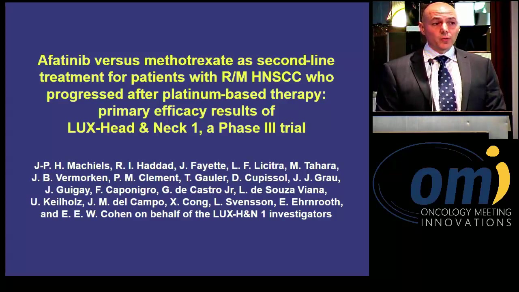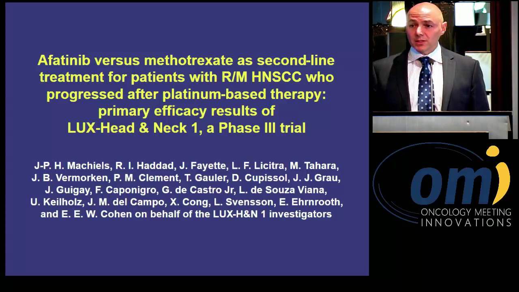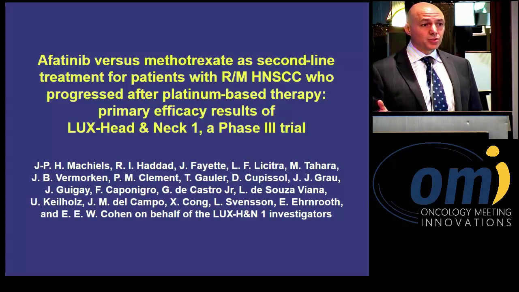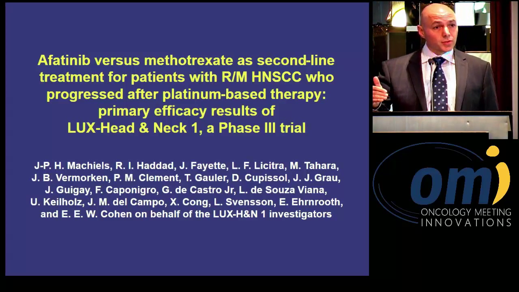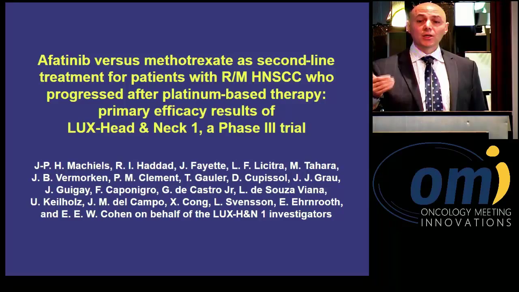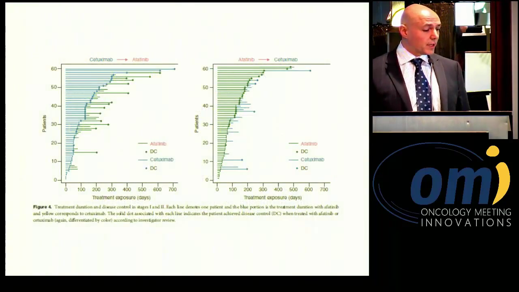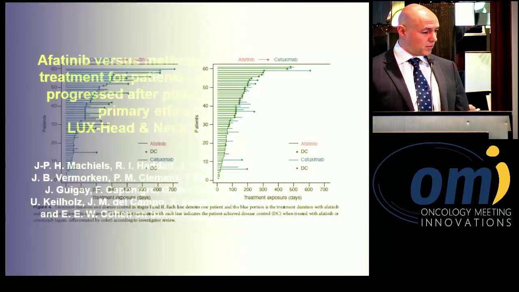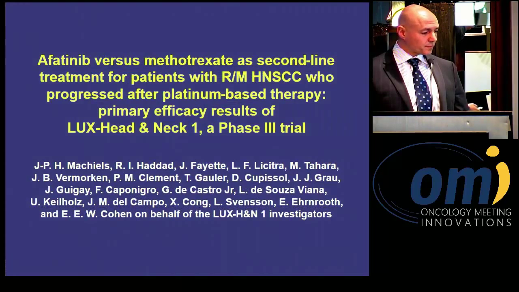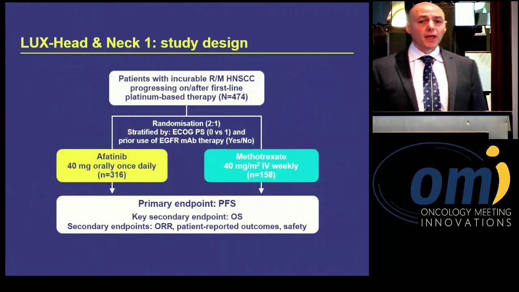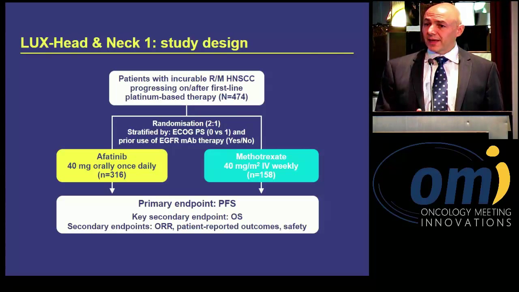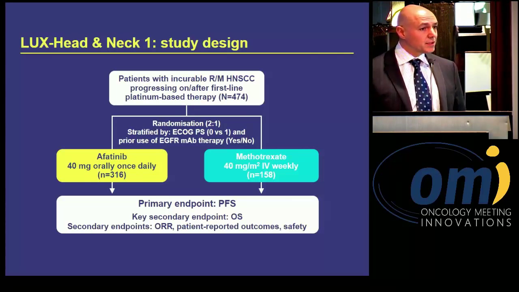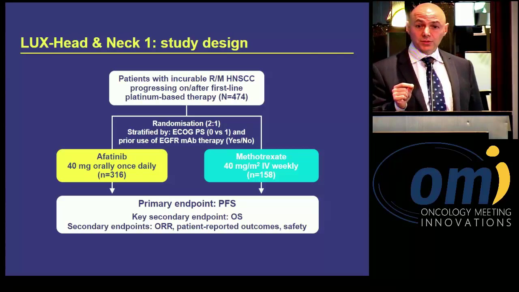Well, with that in mind, we went on to do a phase 3 study, international trial, comparing afatinib, again in the second line, so similar group of patients, platinum refractory, to a standard of care methotrexate. Here you see the study design, a 2-to-1 randomization, afatinib single agent versus methotrexate single agent. Primary endpoint was progression-free survival.